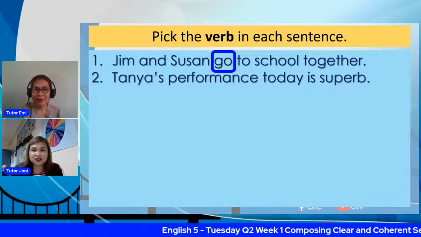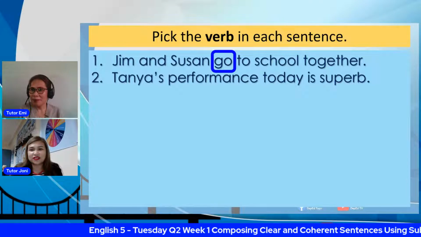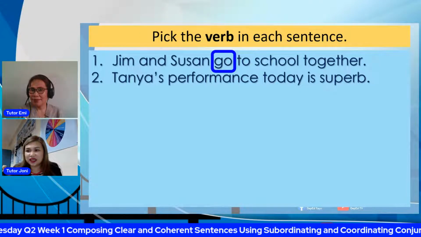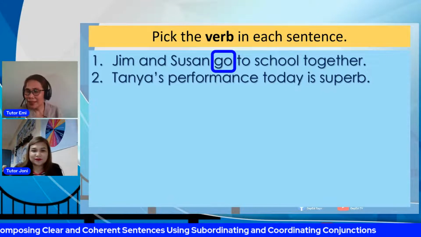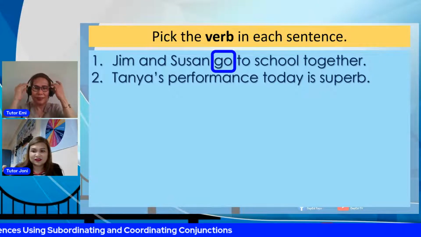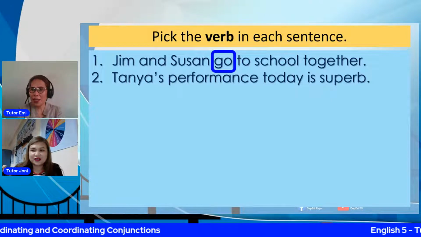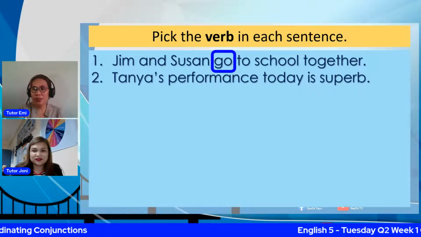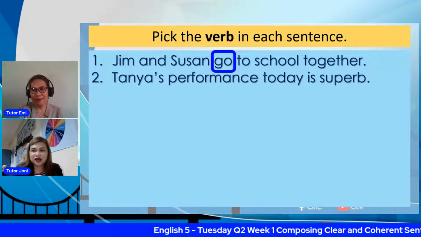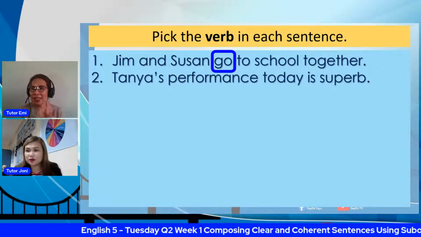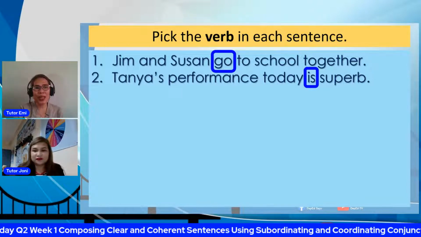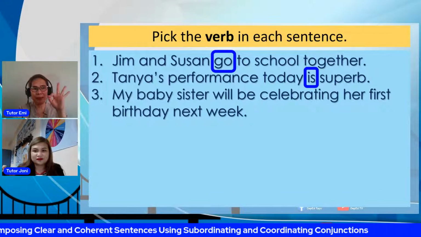Tanya's performance today is superb. So get the main verb here. So what is it? Number 2. What's the verb for number 2? Yes, some other answers. Superb, and you Martine have "is." Very good. Okay, Martine.